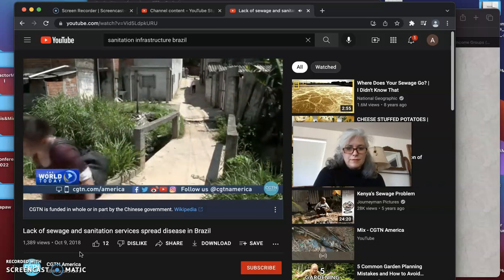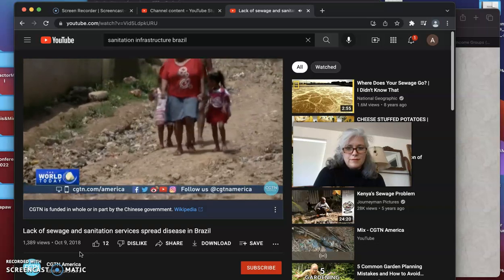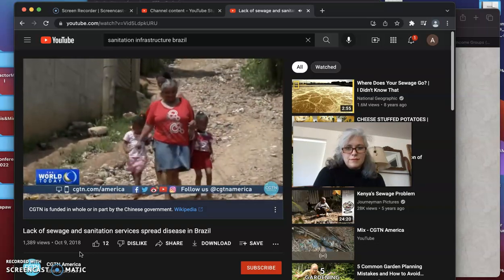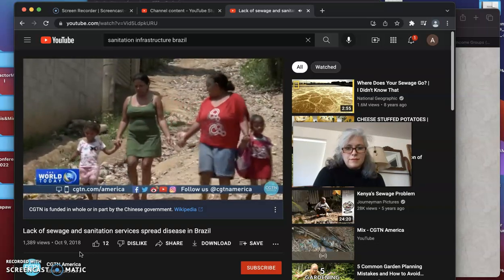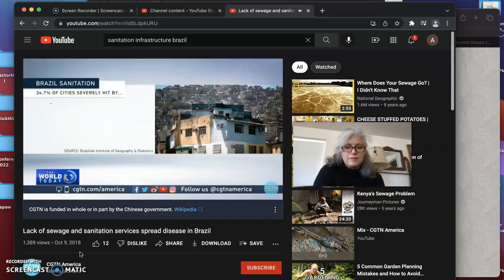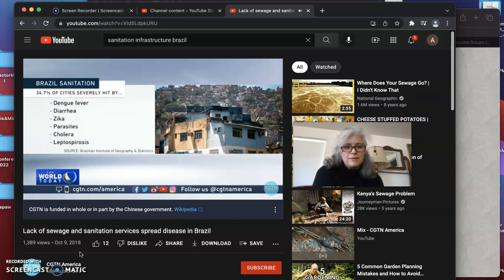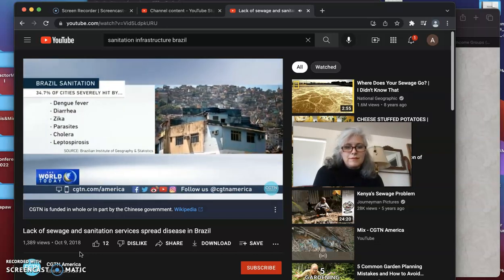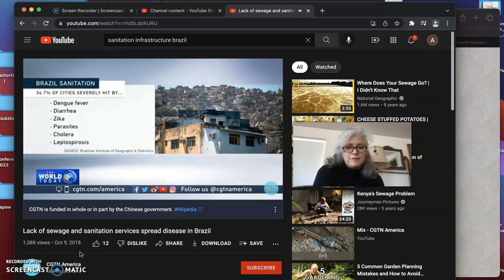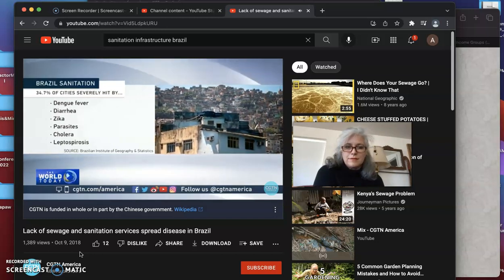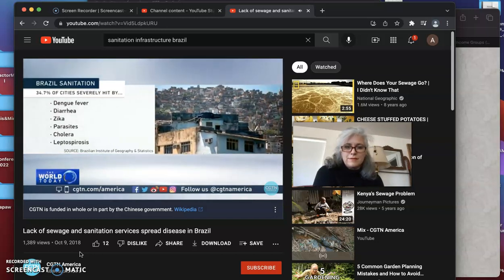Government figures based on 2016 data show that nationally a full 45% of the population lack access to adequate sewage. And government researchers say that's directly related to a new finding, that last year nearly 35% of Brazilian cities were severely hit by diseases related to poor sanitation, like dengue fever, diarrhea, Zika, parasites, cholera, and leptospirosis.